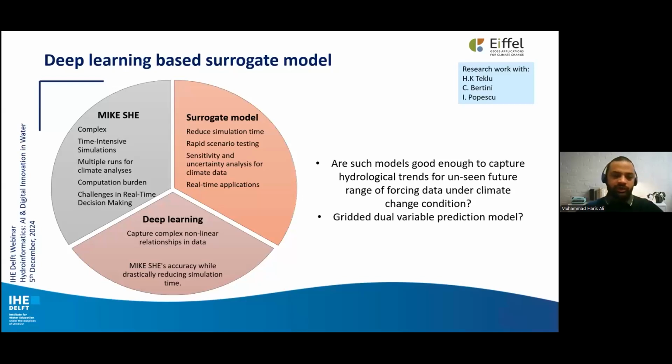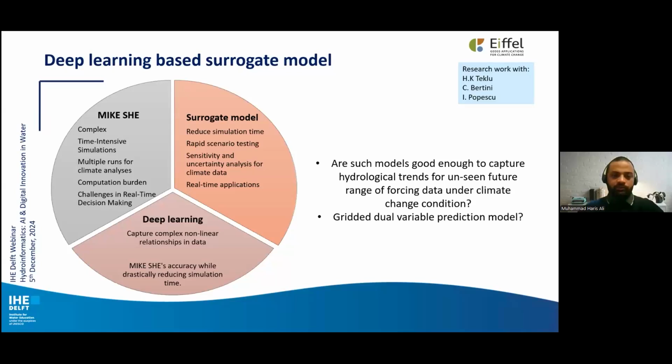But for the climate analysis, we may want to run it many times for the sensitivity and uncertainty analysis of the climate data, and also to have the probabilistic climate impacts. So the solution is to develop a surrogate model, which will be the simplest representation of the IHE model. But the IHE involves many physical processes that are non-linear, and such non-linear relationships can be well captured by deep learning algorithms.